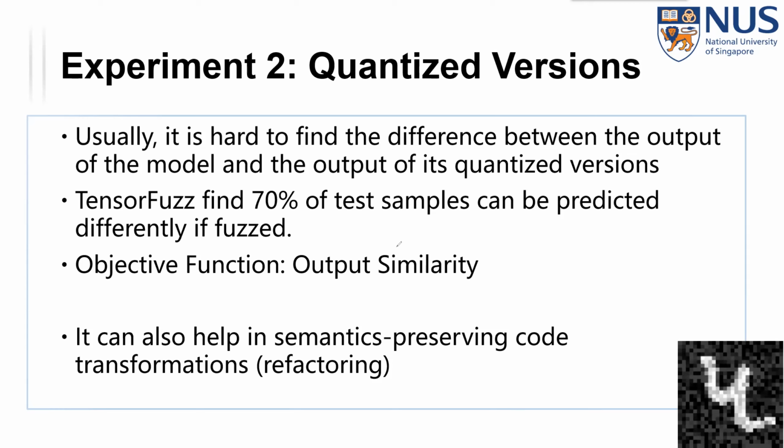It also can help in semantic-preserving code transformation or refactoring. For example, you have already written a model, but you found this implementation is not fast enough. So you want to refactor it to another version, but you are not sure if the two versions are equivalent. So you can use this to run tests and use output similarity as the objective function.